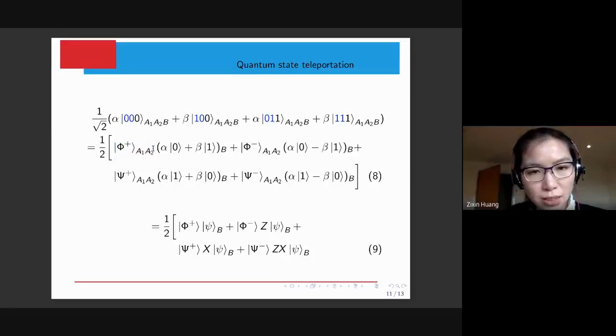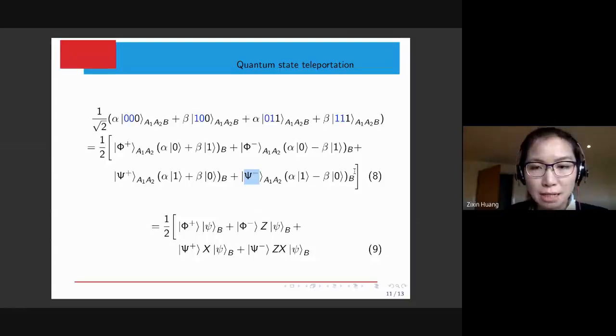There's a tensor product in the middle here, which I've omitted for clarity, and there's a phi minus in front of the alpha |0> minus beta |1>. There is a psi plus in front of the alpha |1> plus beta |0>, and there's a psi minus in front of the alpha |1> minus beta |0>.